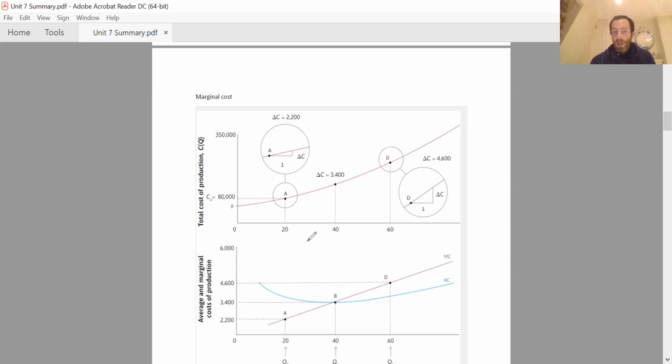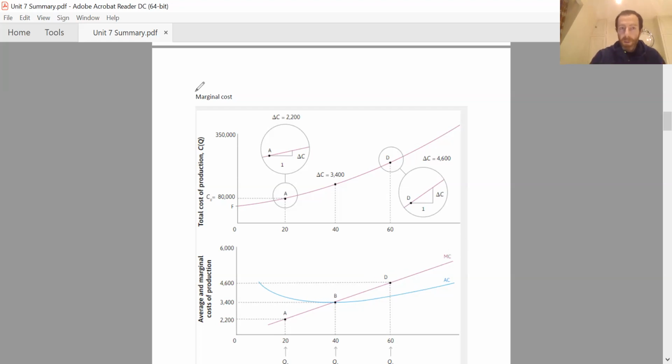Another way that you could see that the marginal cost has to be increasing is to think about what we're doing at each of these points. We are looking at the slope of a tangent at each point. And you can really clearly see that because this is a convex function, the slope is getting steeper and steeper and steeper, indicating that the marginal cost must be getting bigger and bigger and bigger. And so that's why we see the marginal cost curve increasing.